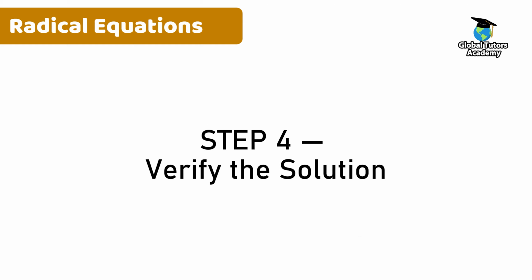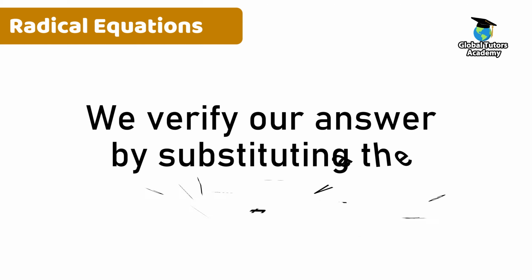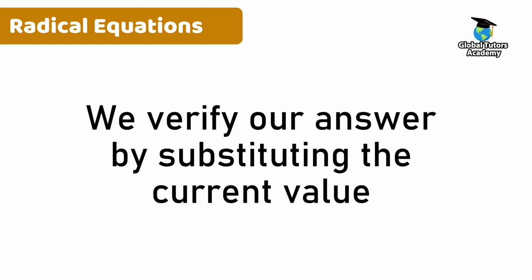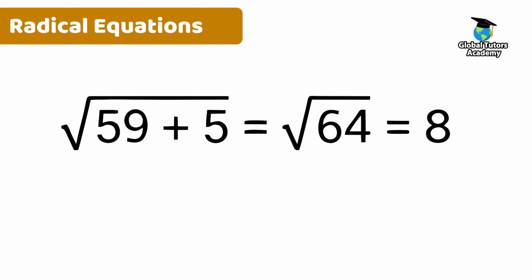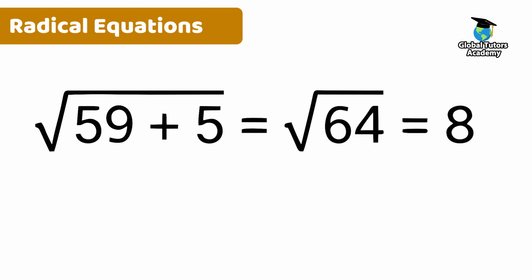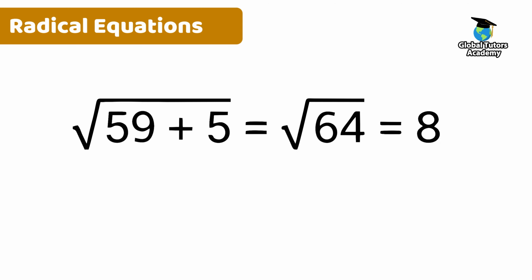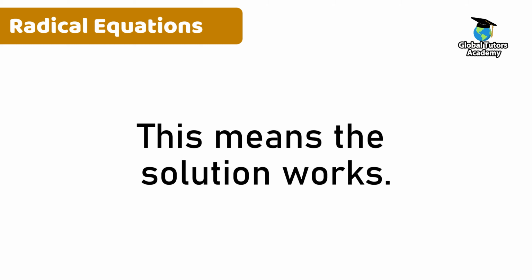Step 4. Verify the solution. We verify our answer by substituting the current value of x back into the original equation. This will be the square root of 59 plus 5 equals the square root of 64, which is 8. This means the solution works.